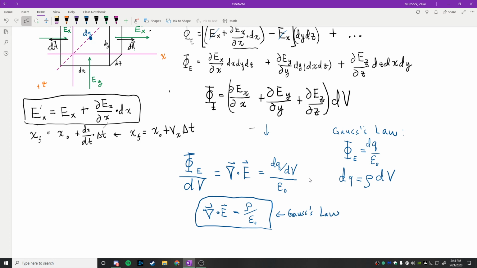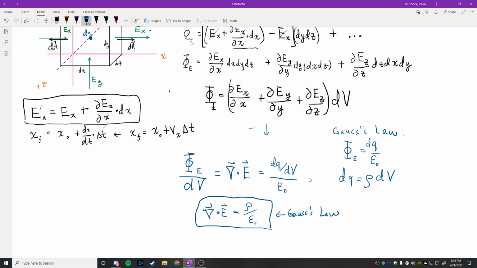The divergence of your field is directly related to the amount of charges you have inside your volume. That's what it is. And there we go. Does that make sense?